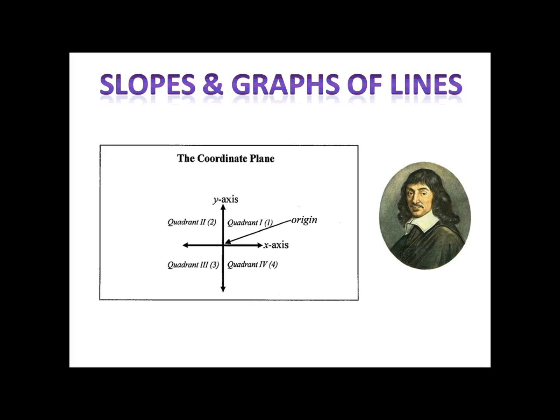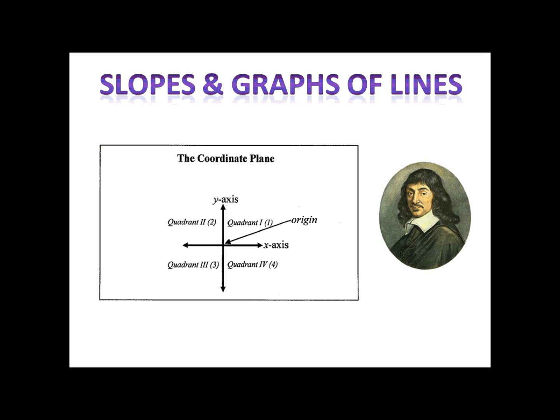Today we're going to talk about slope and the graphs of lines. When we think of graphs, we think about plotting them using the x and y axis on the coordinate plane. The coordinate plane is broken into 4 pieces called quadrants, quadrant 1, 2, 3, and 4. The point where the x and y axis intersect is known as the origin.